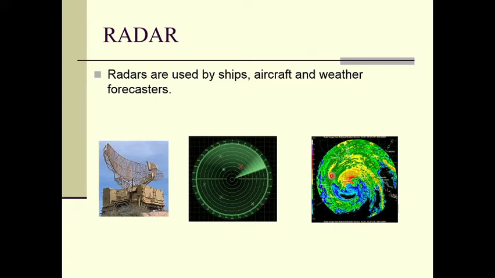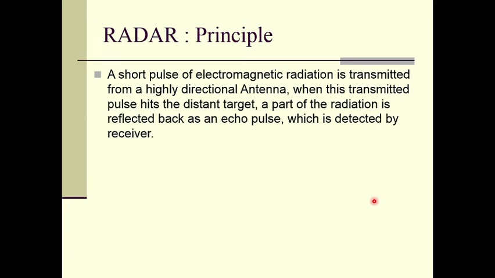Radars are also used for weather forecasting, right? So for weather forecasting, we have the clouds. If you have clouds in the atmosphere, when the microwaves are incident on these clouds, they will be reflected back from the clouds and we can take the picture, right? So we will learn where the clouds are present and where they are moving, and therefore we can make the forecast of the weather. So let us study the principle of radar.